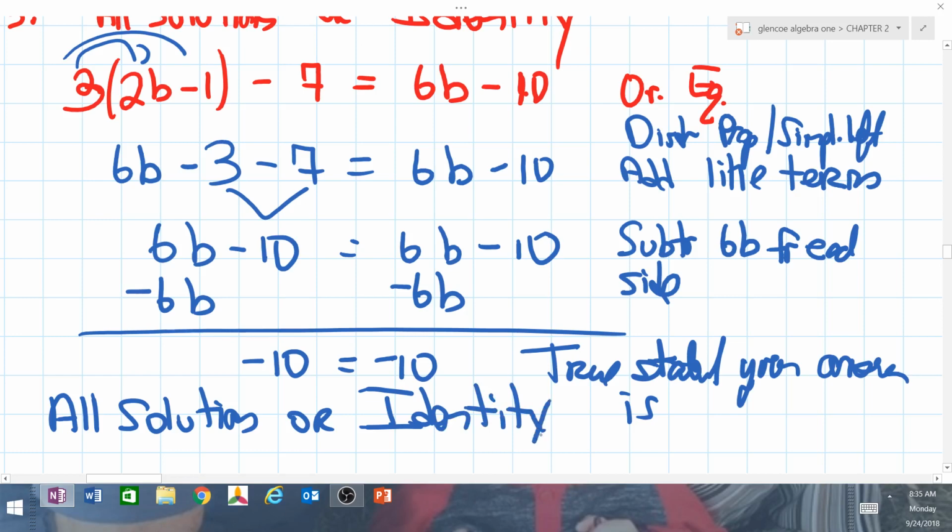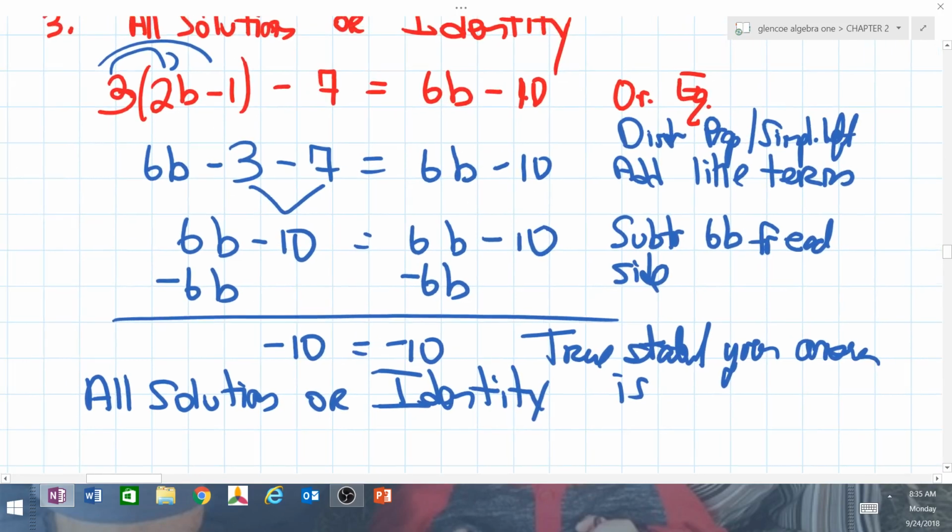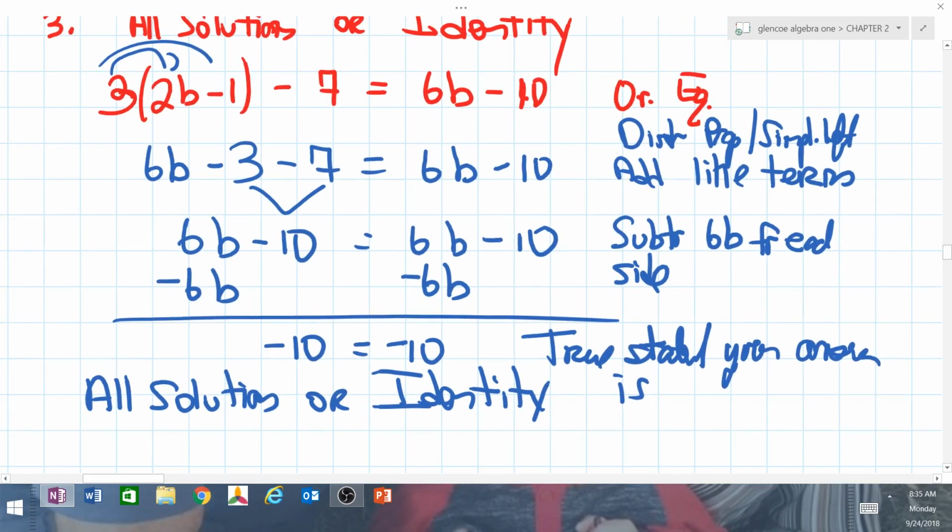Yes, question. When we write it on our answer column, would we write numbers and No. What's the answer? When you have a true statement, your answer is either all solutions or identity. Okay? That's not the answer. The answer is when the left side and the right side equal each other, your answer is all solutions or an identity.